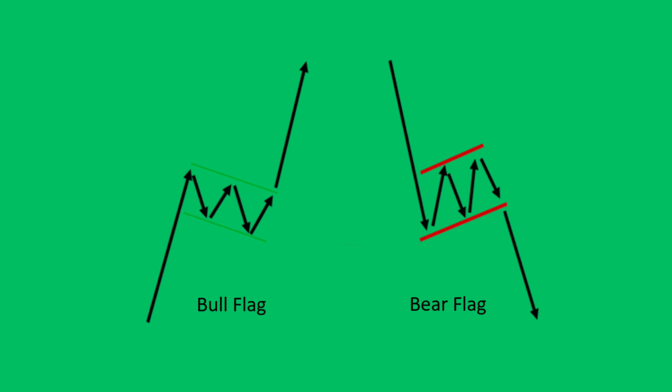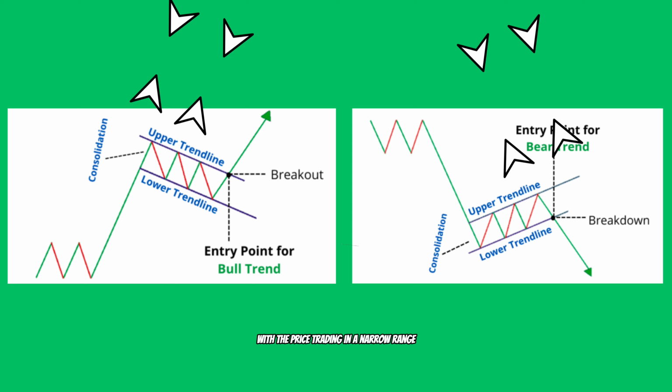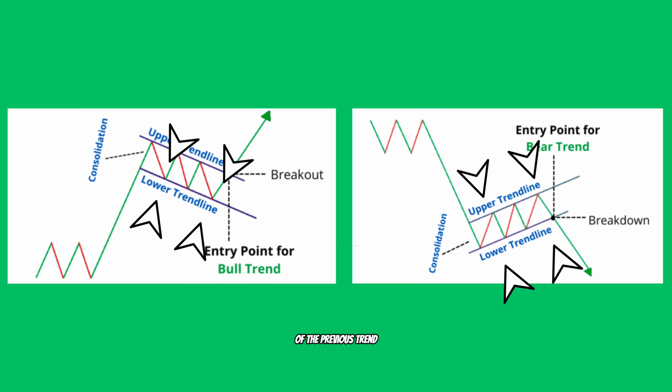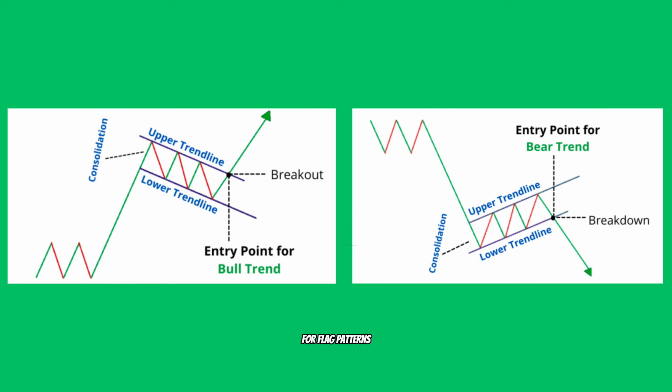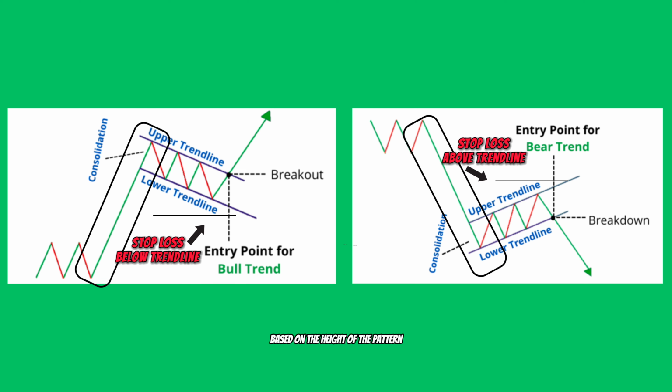Flag patterns are similar to pennants and occur after a strong uptrend or downtrend. This pattern is characterized by a consolidation period, with the price trading in a narrow range before breaking out in the direction of the previous trend. For flag patterns, traders can enter a trade after the breakout above or below the flag with a stop loss below or above the flag and a take profit level based on the height of the pattern.